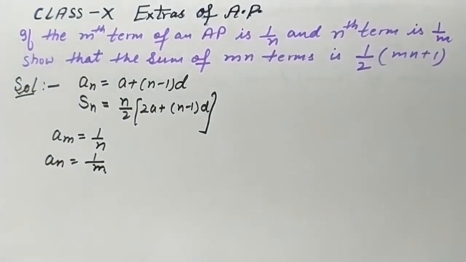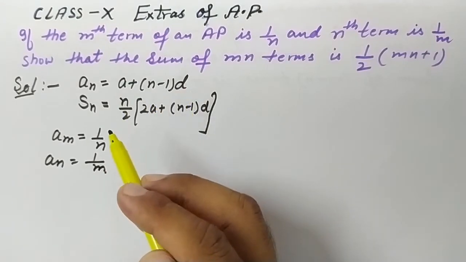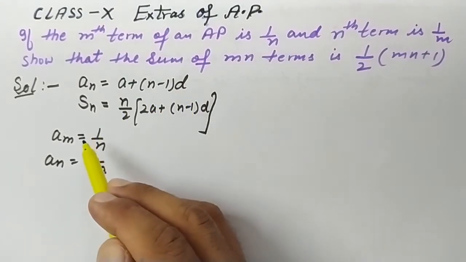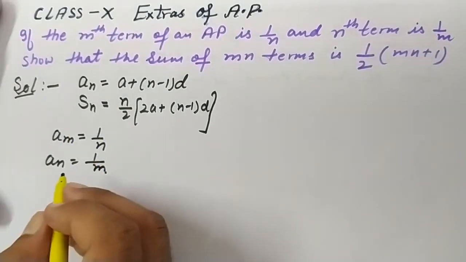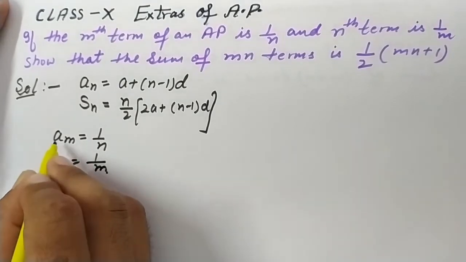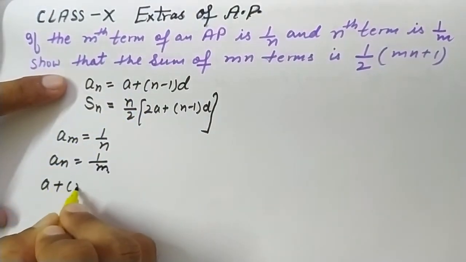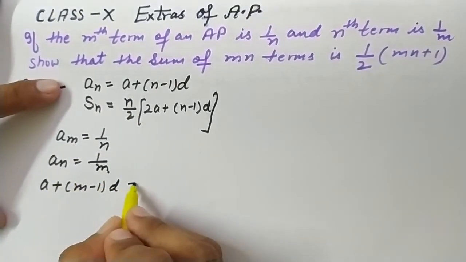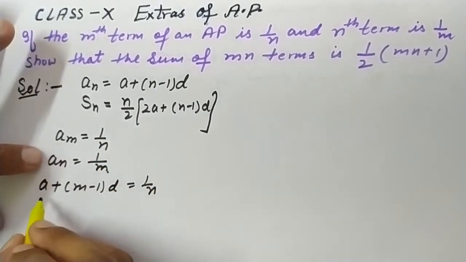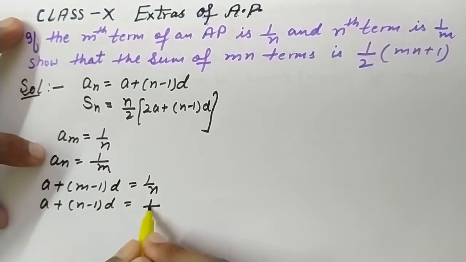In these types of questions, first of all, we need to find the values of a and d. So our main focus is to find the value of a and d. If a and d are with us, we can find anything. So let's start. For am, we can apply this formula: am is a plus m minus 1 into d, equal to 1 by n. And an is a plus n minus 1 into d, equal to 1 by m.